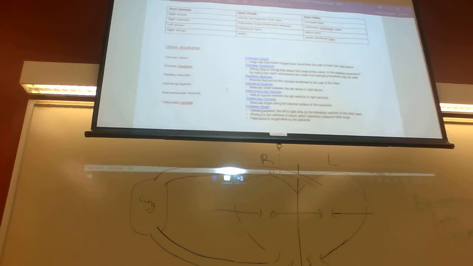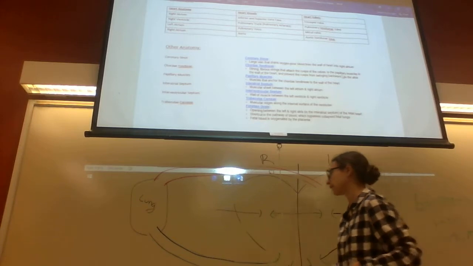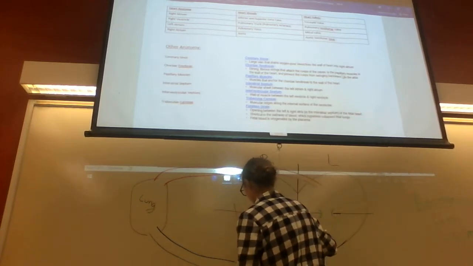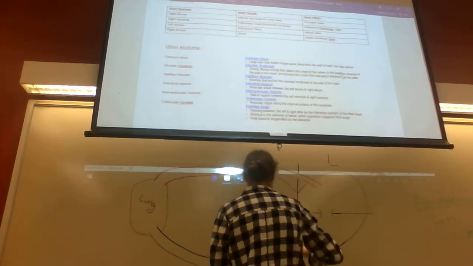Ones that I would pay attention to would be the chordae tendineae, strong fibrous strings that attach to the cusps of valves to the papillary muscles in the wall of the heart. Basically, the chordae tendineae prevent the cusps, prevent the valves from swinging back, so to speak. So when we go through the cardiac conduction system, that'll definitely be important with how open or closed the valves are.